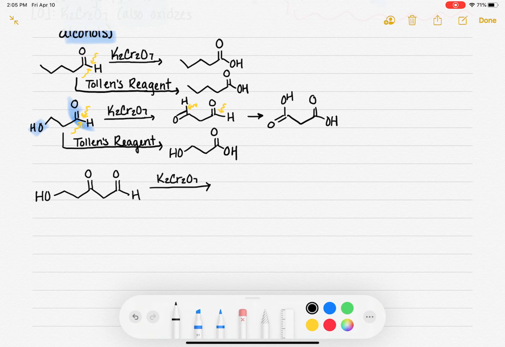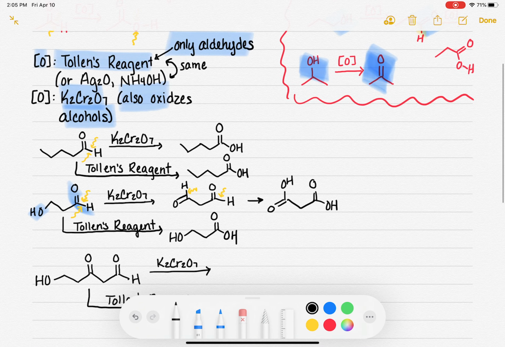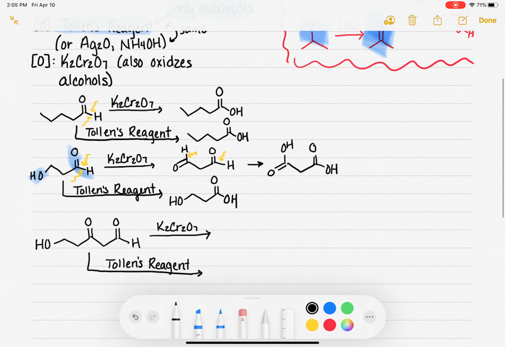K2Cr2O7 and Tollens reagent. Two different reactions, and let's see if we get two different products. So I want to start with Tollens reagent again, only because it is easier. Tollens reagent is limited in terms of what it can do. Tollens reagent only reacts with our aldehydes.